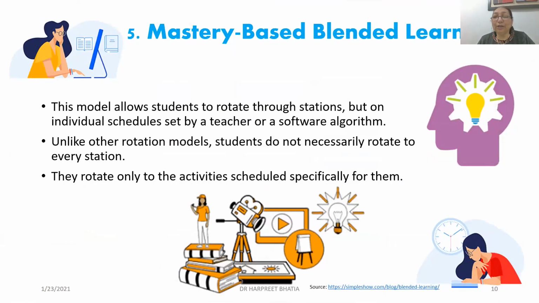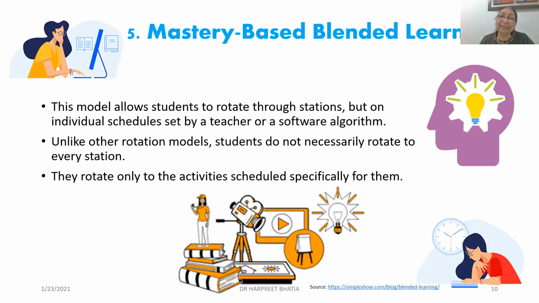The fifth model that I have taken over here is the mastery-based blended learning. All of us are familiar with the idea that there are some students who learn very quickly, and there are other students who take a bit of time as far as understanding the various concepts is concerned. This model helps the students to go through the entire process of learning at their own pace, and they continue to work at it till they have achieved a certain amount of mastery as far as that concept is concerned.